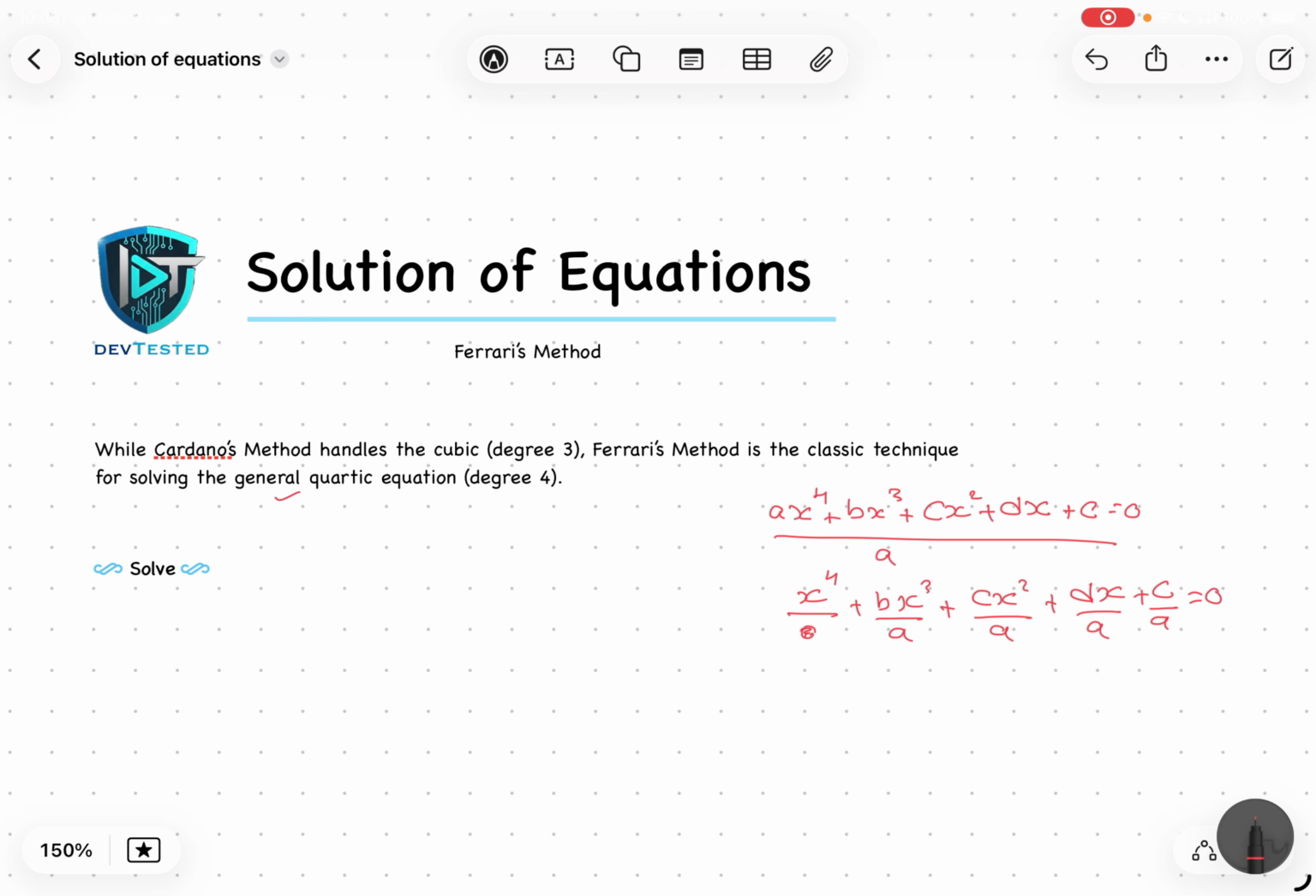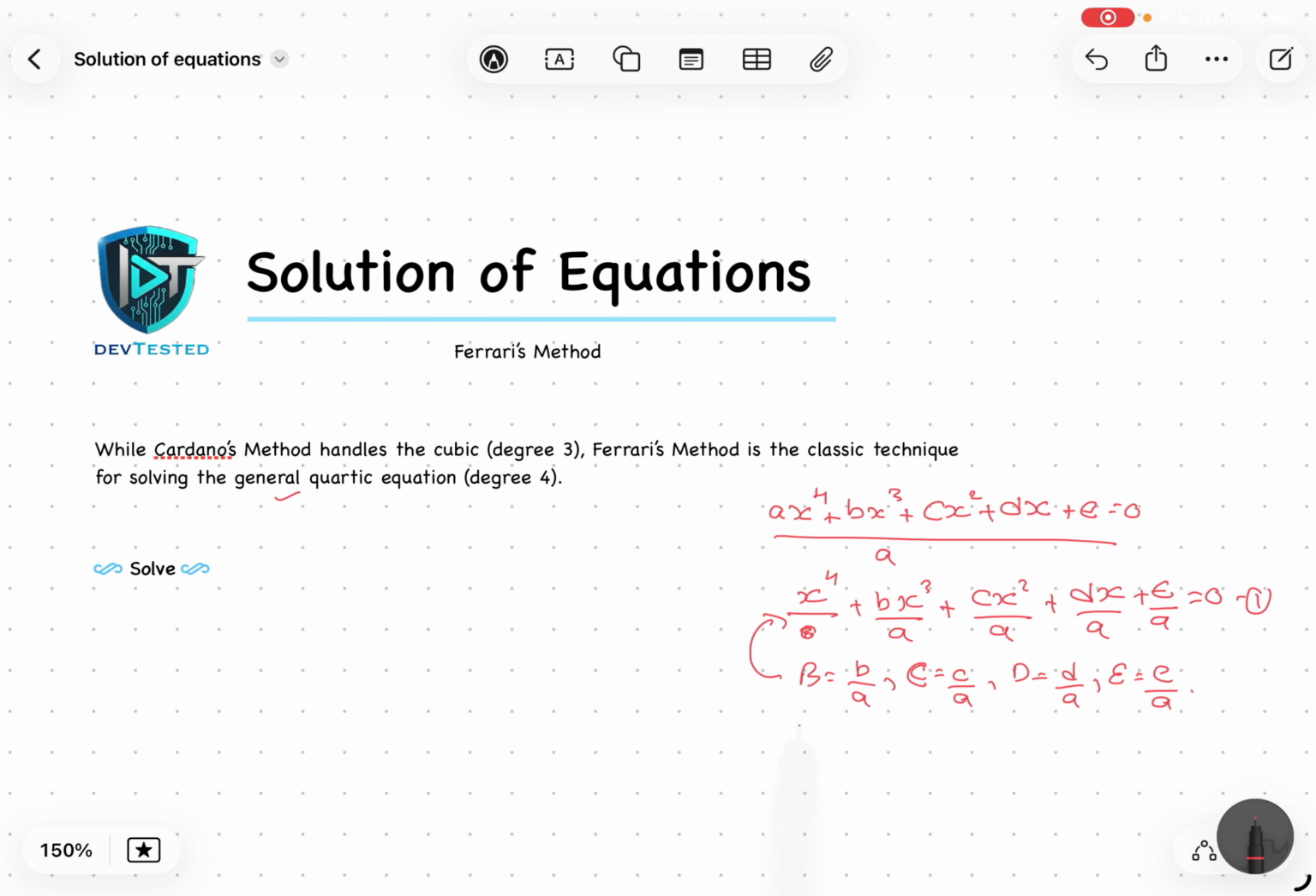= 0. We can replace b, which is equal to b by a, capital C equals c by a, capital D equals d by a, and capital E equals e by a. We can replace this in the equation. Consider this is equation 2, and these are the sub-equations.